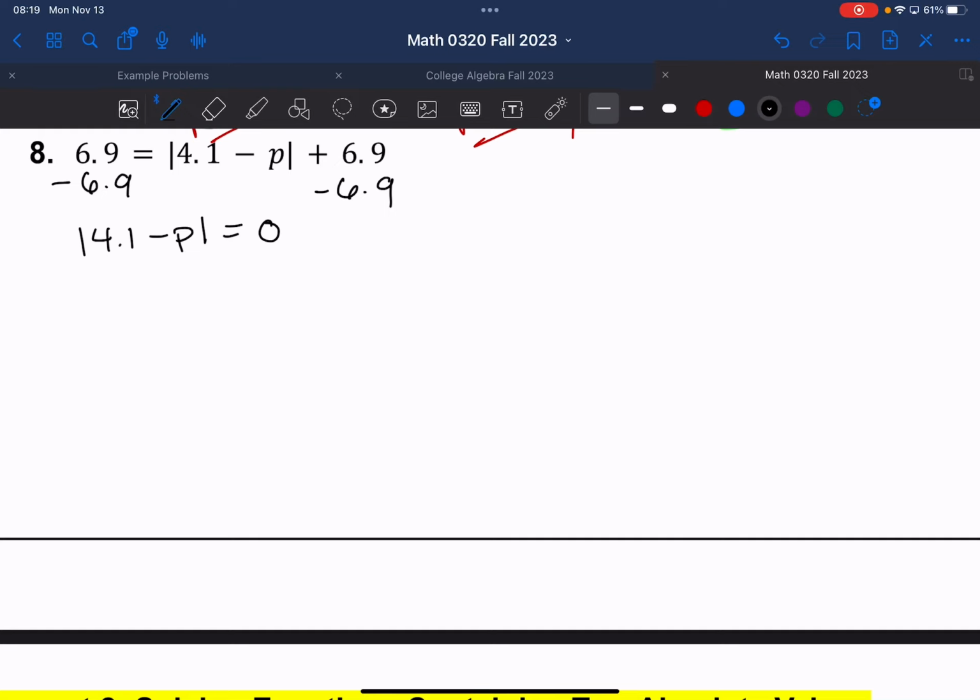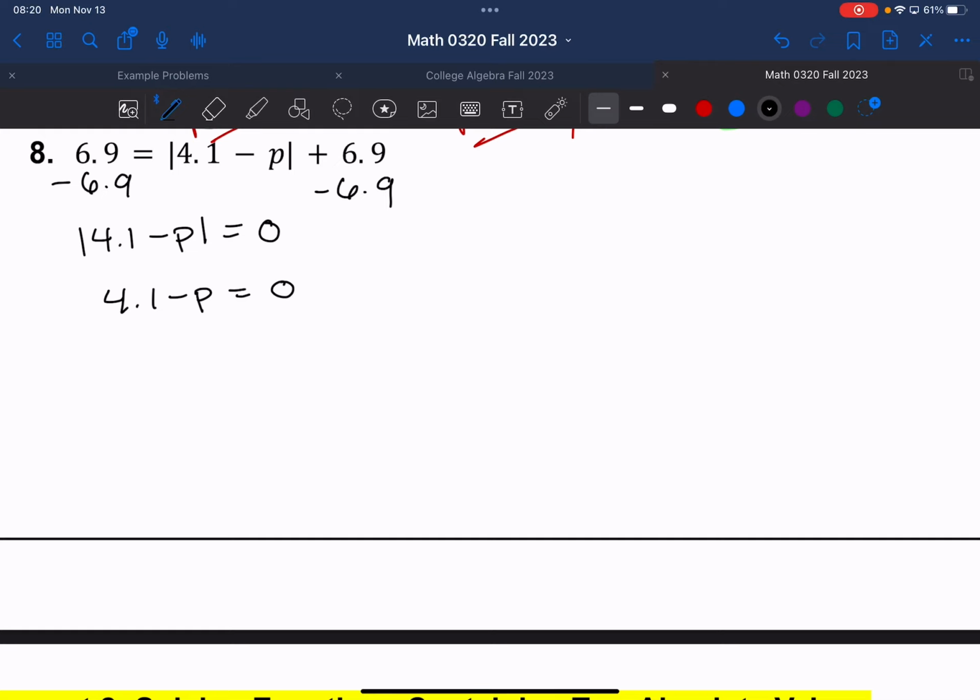So since it is equal to 0, is 0 either positive or negative? No. No, so that means I'm going to write whatever is inside of my absolute value, and I'm going to set it equal to what? 0. 4.1 minus P equals 0. Because I can't say equals negative 0 equals positive 0. I just write one equals 0.